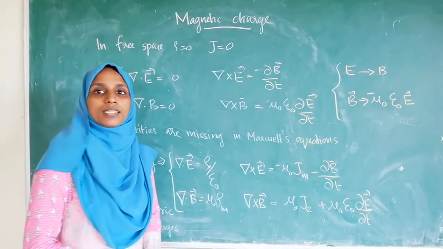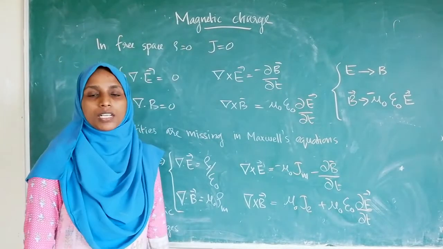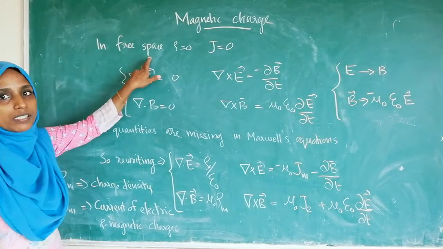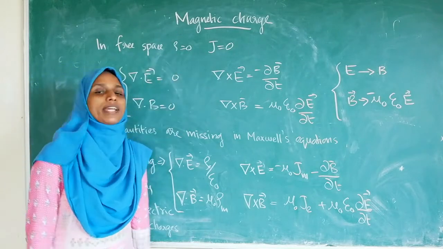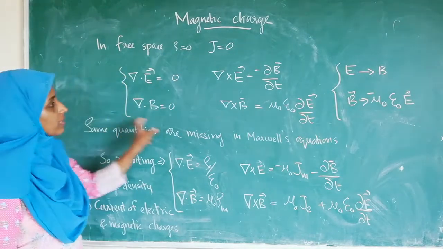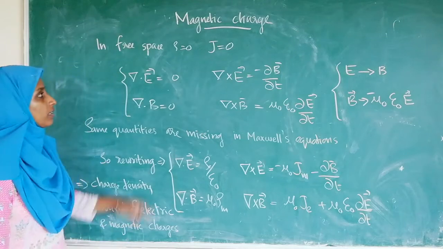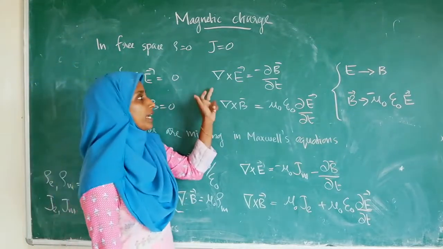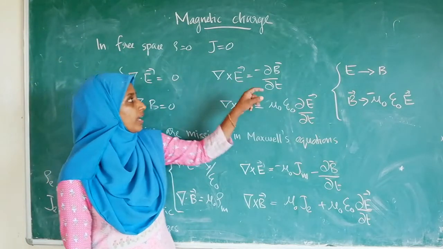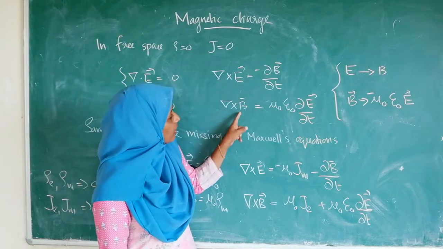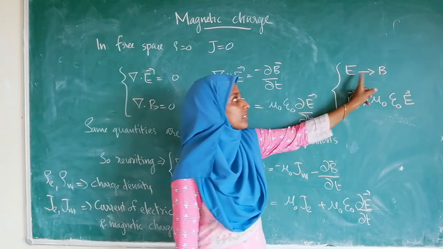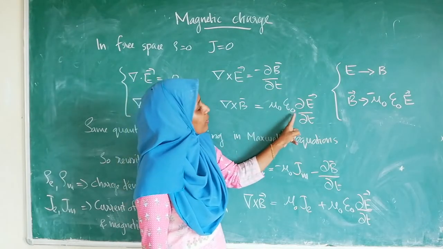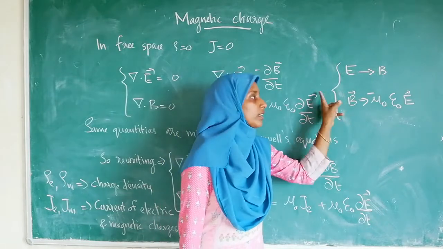Next, I will explain the concept of magnetic charge. For that, first Maxwell considered the Maxwell's equations in free space, where rho is equal to 0 and J is equal to 0. That is given as these equations. There is a similarity between these two divergence equations. When you consider the similarity in curl equations, I am taking E is replaced as B. Then in the RHS, B can be replaced as minus mu 0 epsilon 0 E. That is written here.